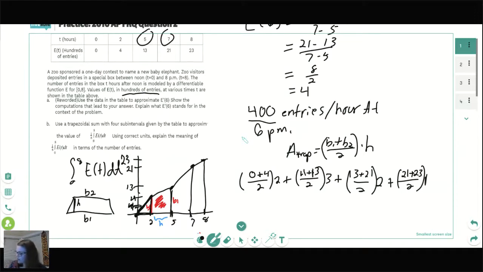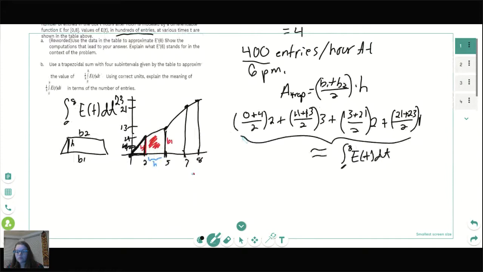So this together should approximate the integral from 0 to 8 of E of t dt. That's our area under the curve. Okay, so what does that stand for, the integral of E of t from 0 to 8? Okay, awesome, 85.5. So the average number of entries.